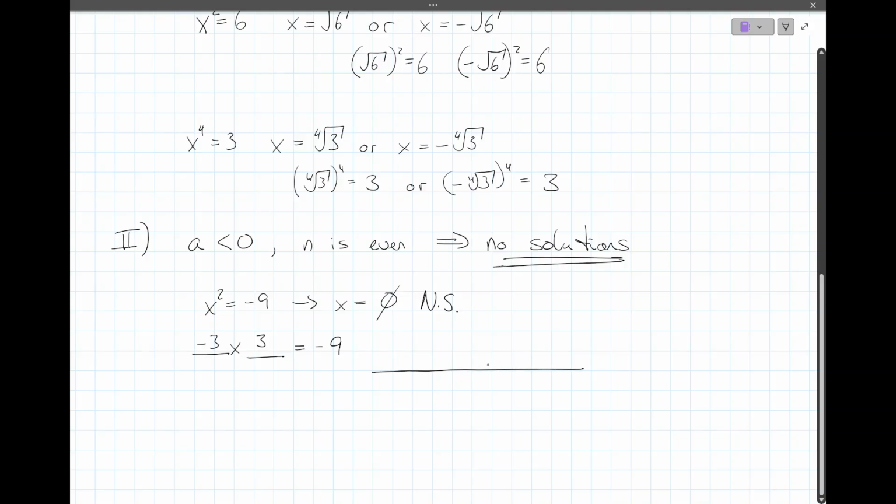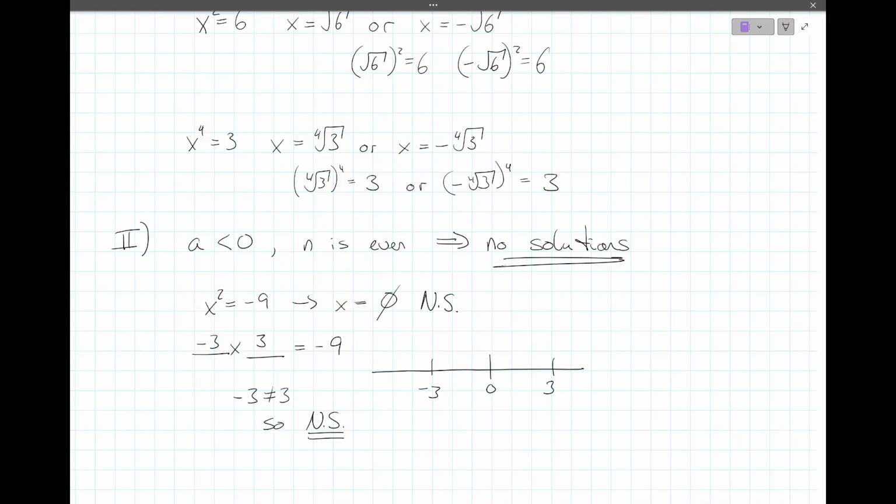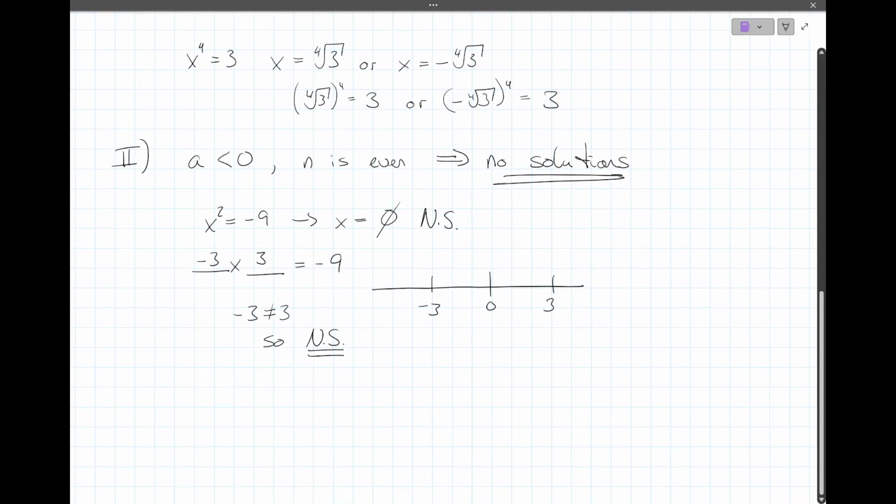But those are two different numbers on the number line. That's 0, that's 3, that's -3. Those are two different numbers. -3 is not equal to 3, so no solution, right? Does not work. We cannot have negatives under a square root.